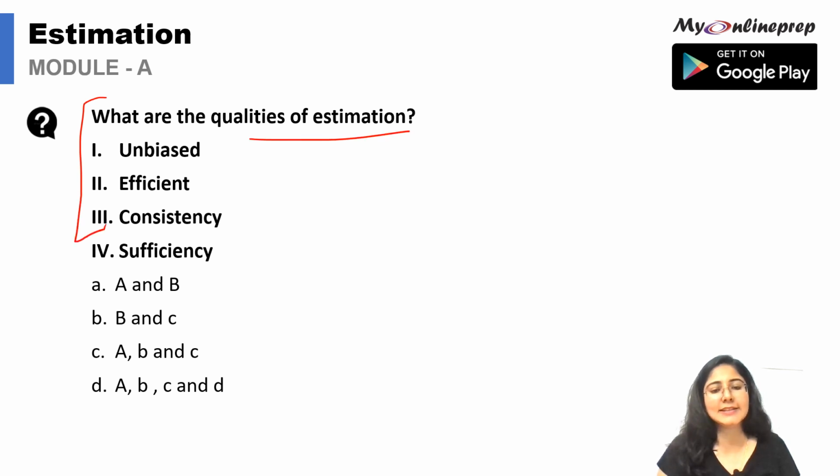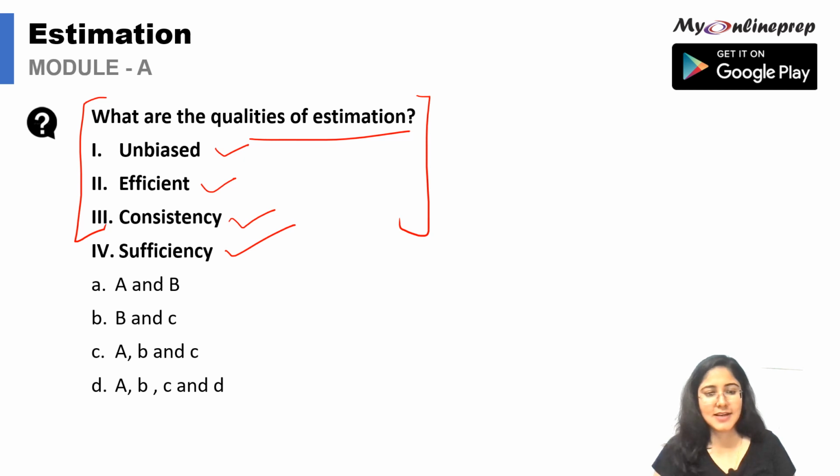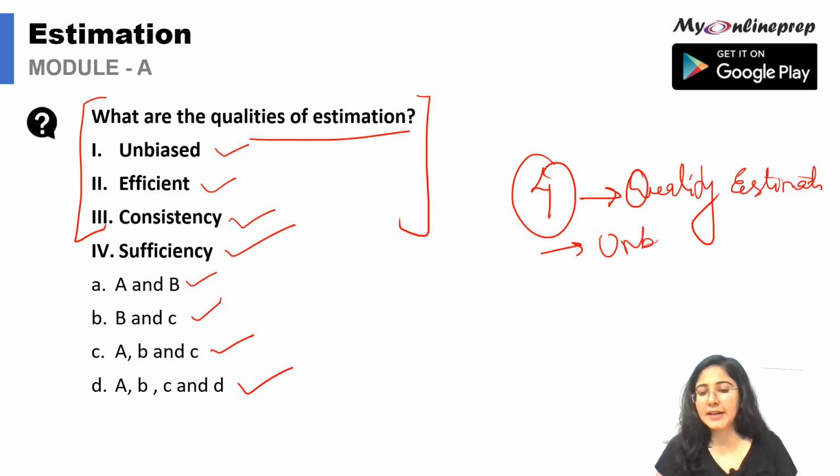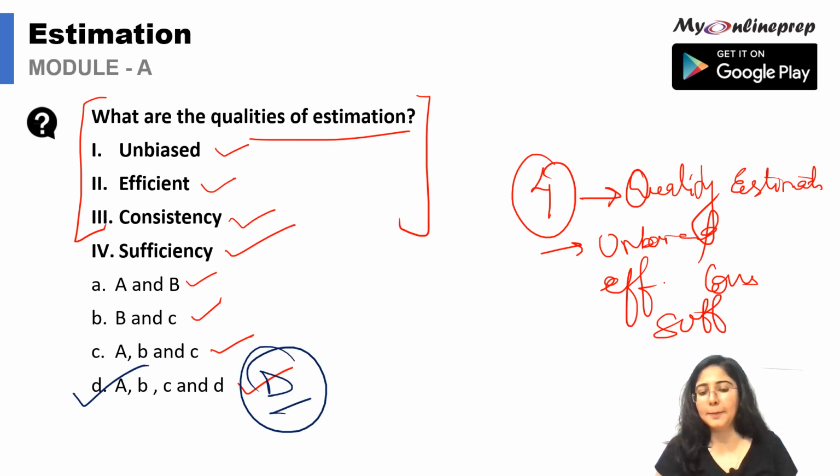The next is: what are the qualities of estimation? Is it unbiased, or efficient, or consistent, or sufficient? So A and B are correct, unbiased and efficient only, or efficient and consistent, or unbiased, efficient and consistent all three, or unbiased, efficient, consistent and sufficient. So four qualities are there when we talk about estimation. Estimation is unbiased, efficient, consistent and also sufficient. So all 4 options are correct. That's why option D will be correct here.